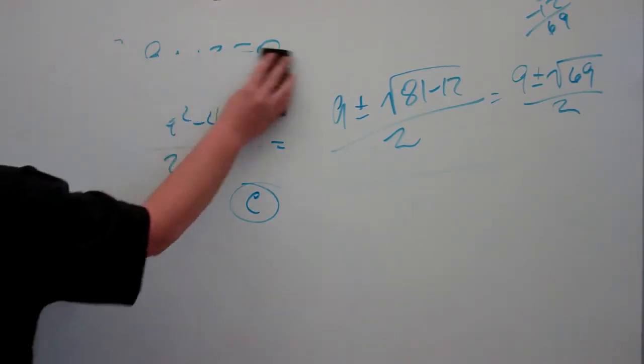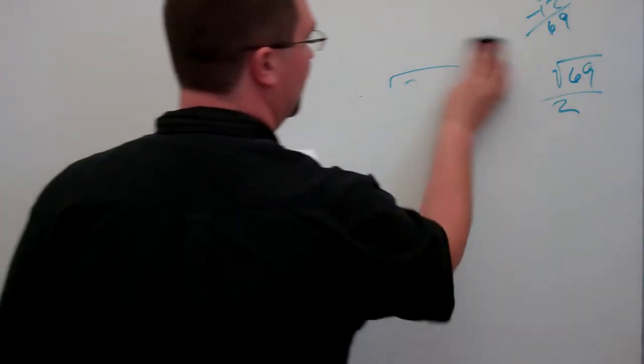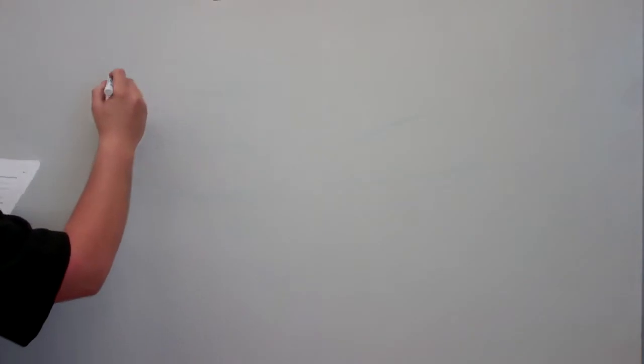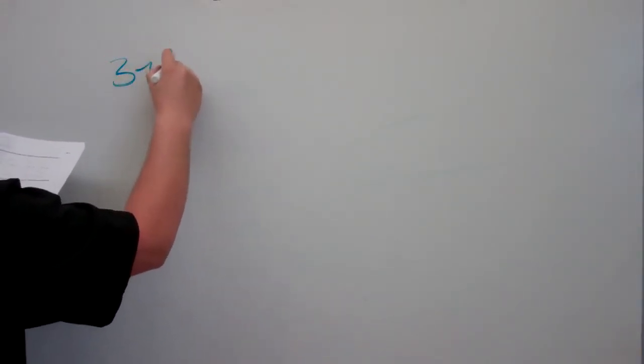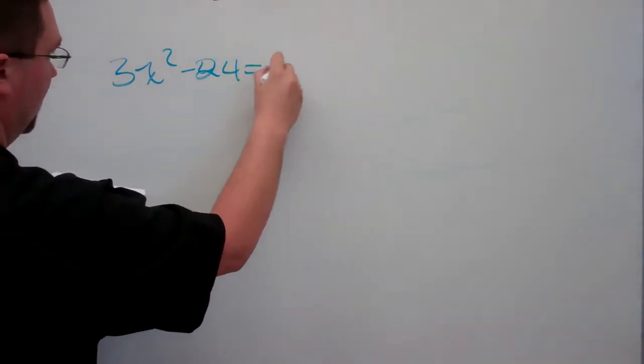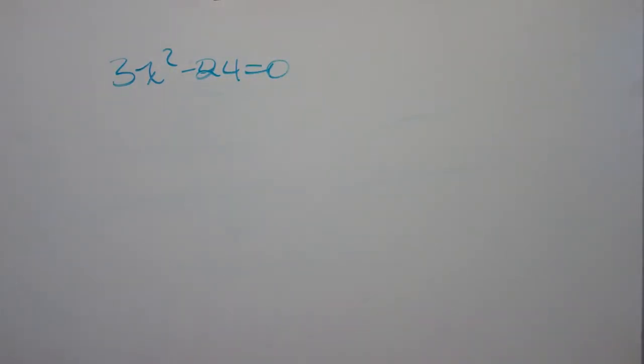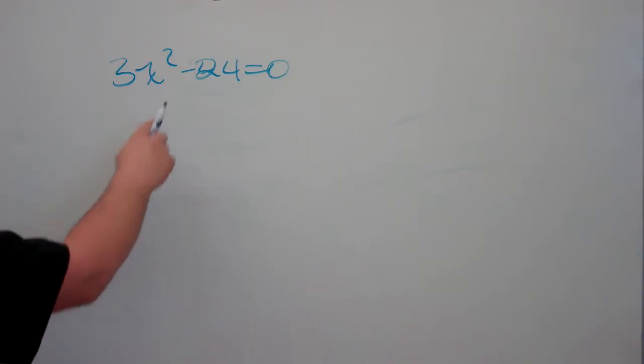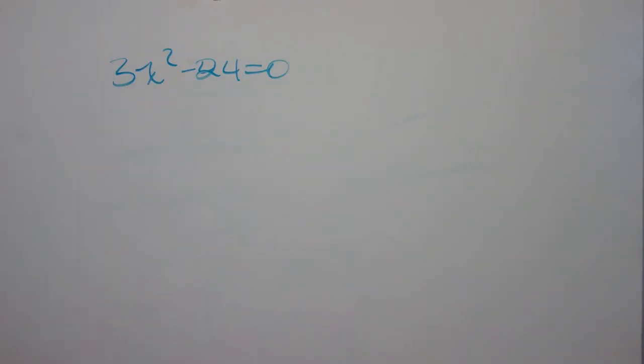28. Says, what method would you choose to solve this? Alright, what method would you choose to solve this? 3x squared minus 24 equals 0. Well, since there's no x term, I'd use square roots. I'd add the 24, divide by 3, take the square root of both sides, you're done. So I'd use square roots, so that's answer A.